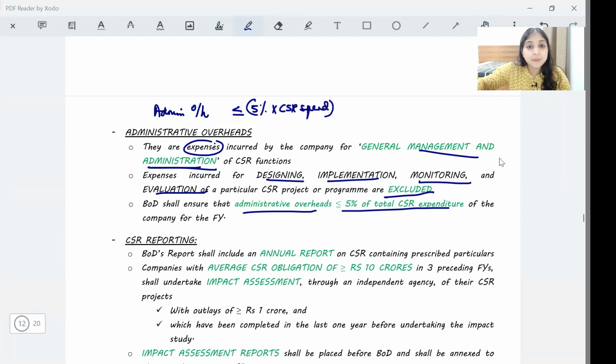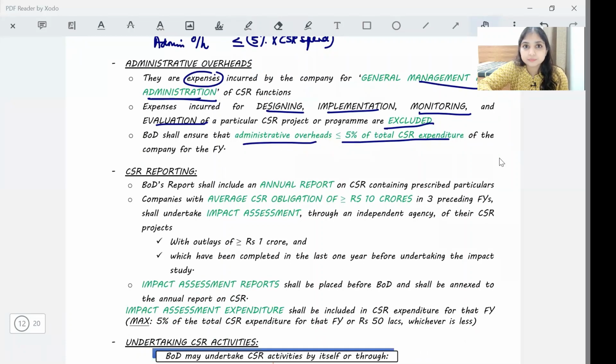What is the CSR spend? Remember we learned it is 2% of the average net profit of the last 3 years. That is the minimum amount the company is going to spend. The company may spend extra also. So see what the company is spending on CSR activity. Of that, calculate 5%. That is the maximum amount which you can incur in relation to overheads.